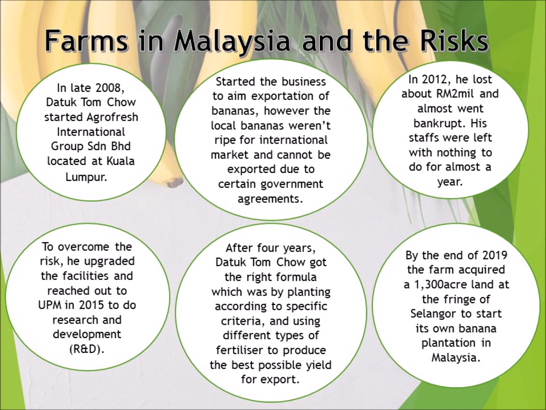To overcome the risk, he upgraded the facilities and reached out to Universiti Putra Malaysia in 2015 to do research and development. After 4 years, Datuk Tom Chow got the right formula, which was planting according to specific criteria and using different types of fertilizer to produce the best possible yield for exportation. By the end of 2019, the farm acquired 1,300 acres of land at Selangor to start its own banana plantation in Malaysia.